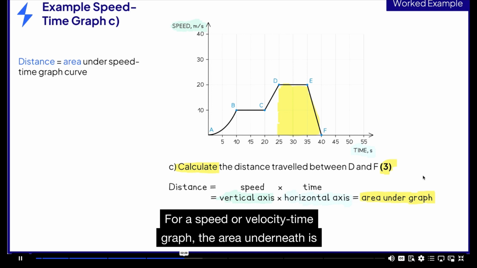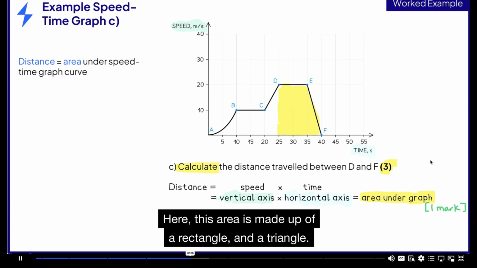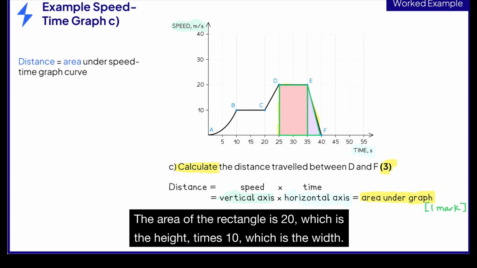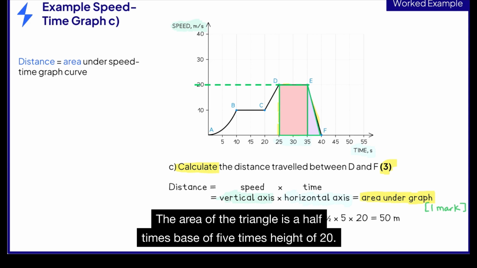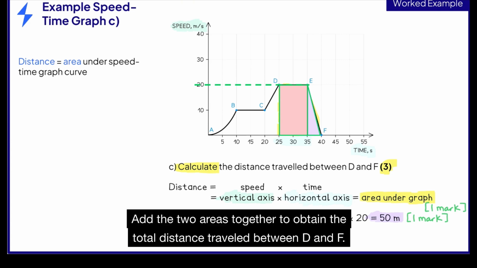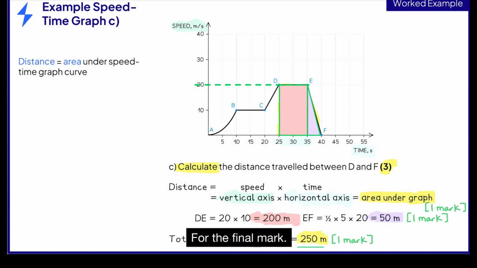For a speed or velocity time graph, the area underneath is equal to the distance travelled. 1 mark. Here, this area is made up of a rectangle and a triangle. The area of the rectangle is 20, which is the height, times 10, which is the width, which is equal to 200 meters. The area of the triangle is a half times base of 5 times height of 20. This is equal to 50 meters for the 2nd mark. Add the two areas together to obtain the total distance travelled between D and F. This is equal to 200 plus 50, which equals 250 meters for the final mark.